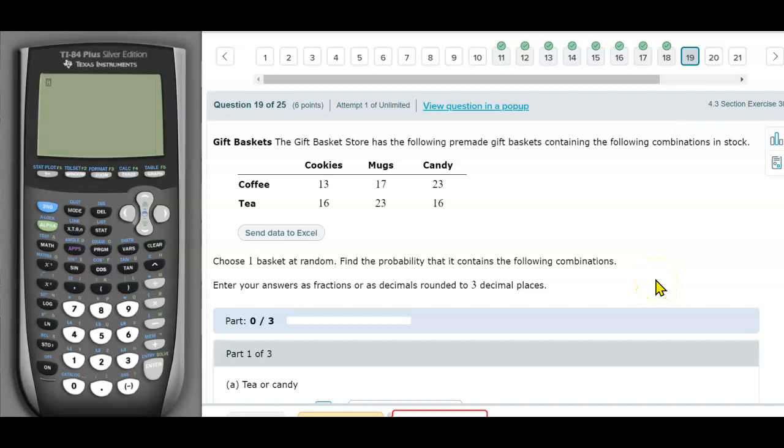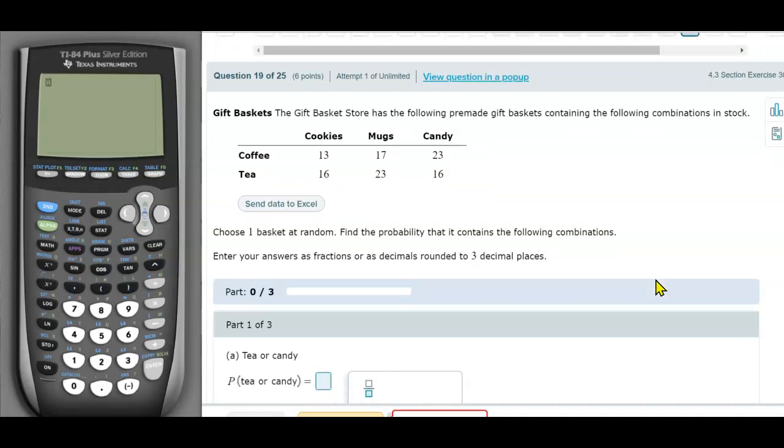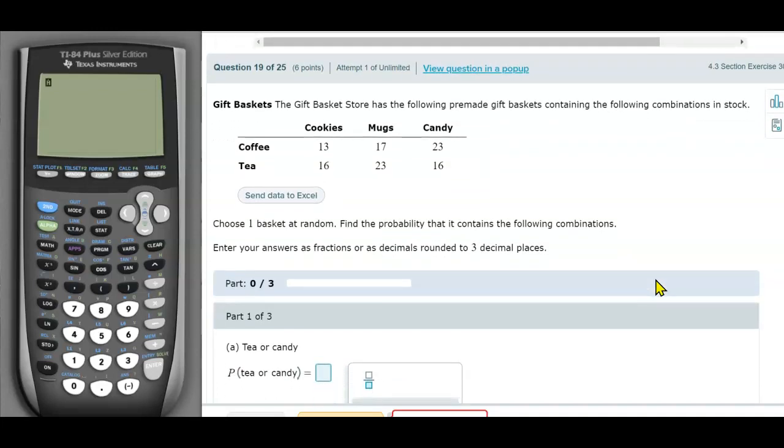All right, so this is question number 19. Please stop the video here, read it, and try to solve the first question. Okay, I'm assuming that you did already read it and solve the problem. So let's try to see what's going to happen.